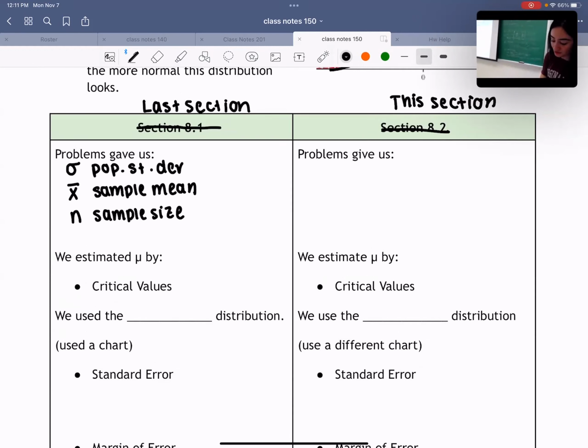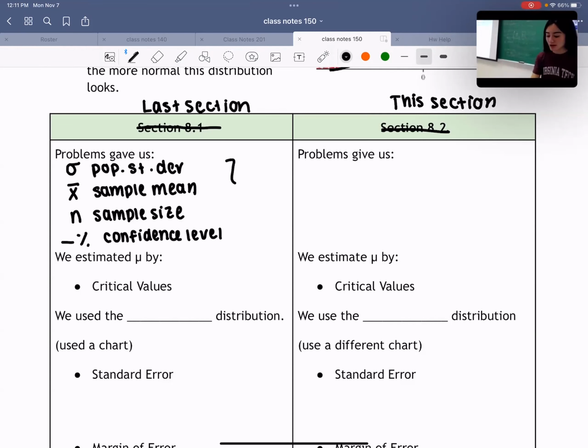And we were also given like this percentage, like 95%, 80%. Does anyone remember what that's called? The confidence, not interval, but, oh, the first word is right. Confidence level. Good. Okay. So this is basically all we were given.